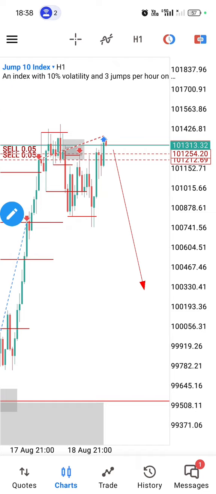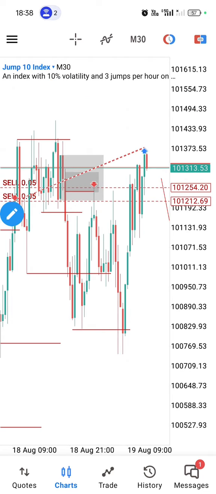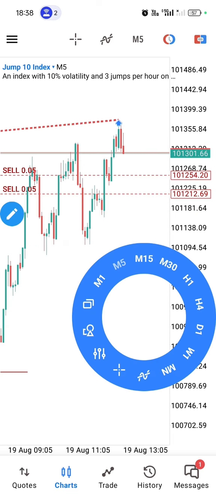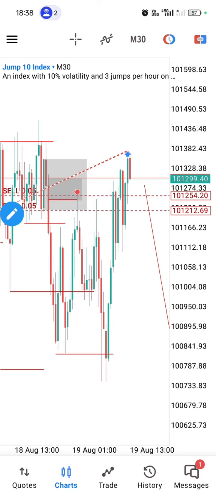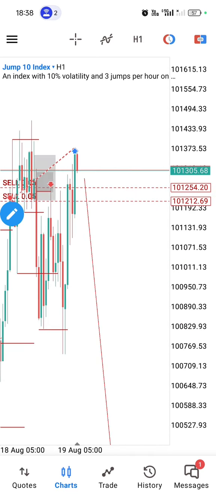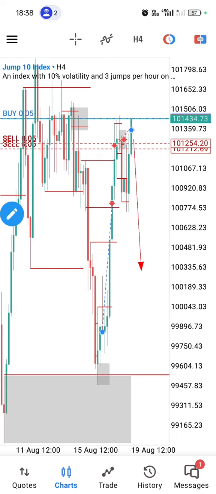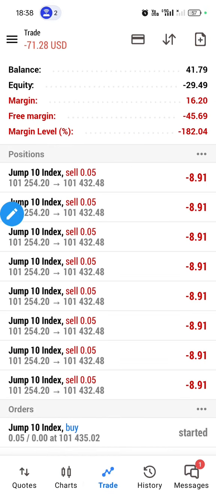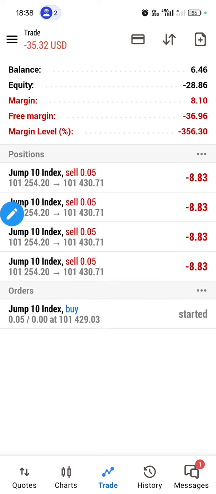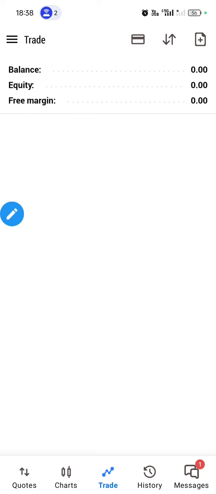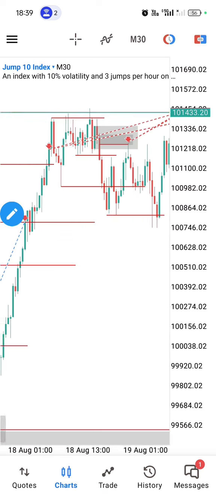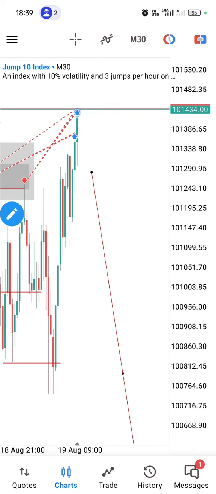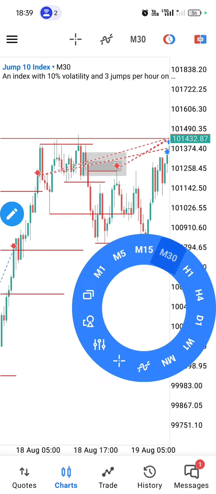I have no idea why, and because I thought it was reaching the rejection block, I thought it was going to drop down from there, but it spiked up. That's what jumps do. It spiked up, and look at that, we got cut out, we got blown out from 455 USD back to 0 USD. I was so disappointed, but yeah, it happens.